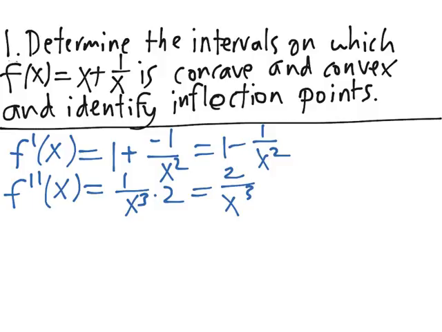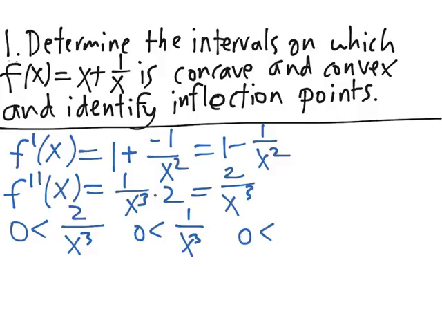Now the function is convex when the second derivative is greater than 0, so 0 is less than 2/x³. If we divide both sides by 2, this is 0 is less than 1/x³, and if we take the reciprocal of a positive number, it's still positive, so this is equivalent to 0 less than x³. We also know that the cube of a number is positive if and only if the number itself is, so 0 is less than x.